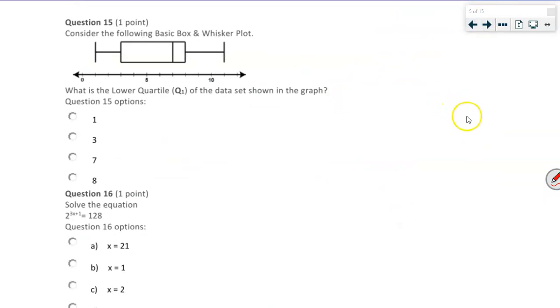So number 15 says, consider the following box and whisker plot. What is the lower quartile of the data set shown in the graph? Sorry. So here we go. This is 1, this is 3, this is 7, this is 8, and this is 11. This is our min. This is Q1. This is the median. This is Q3, and this is our max, okay? So by looking at that, and you better know all of these, our lower quartile, which is Q1, is 3.